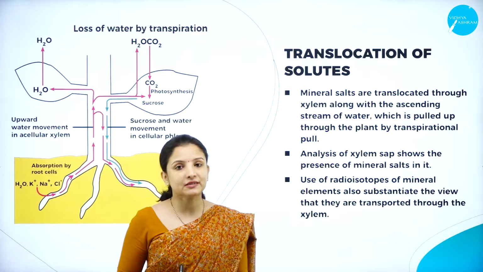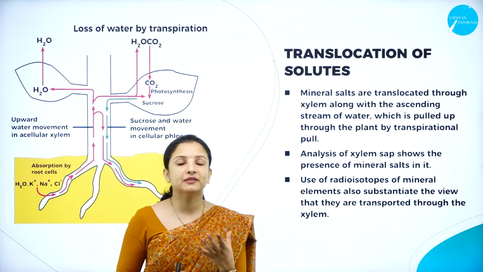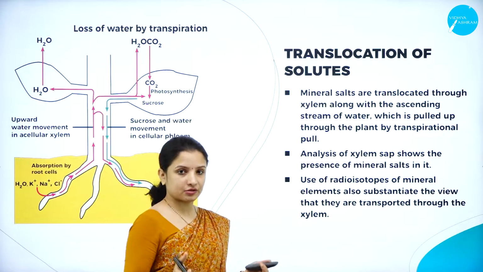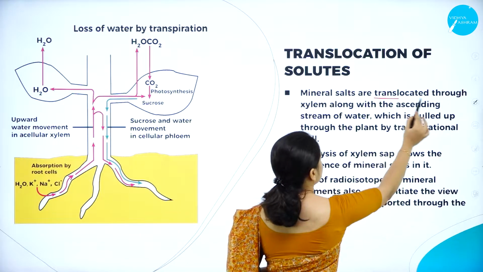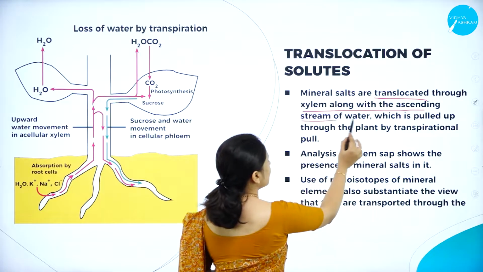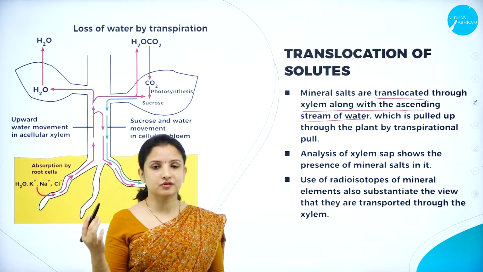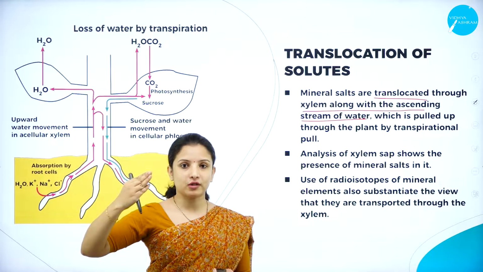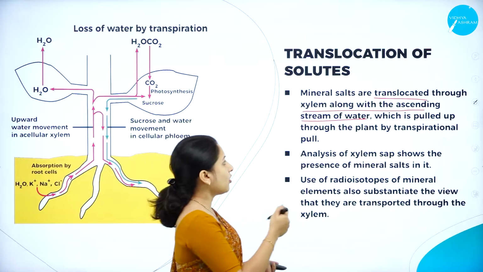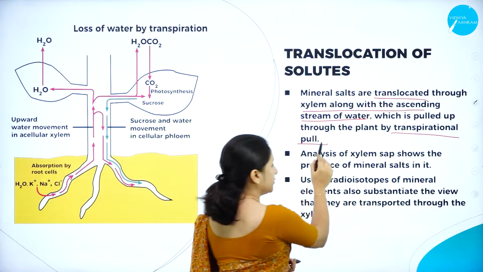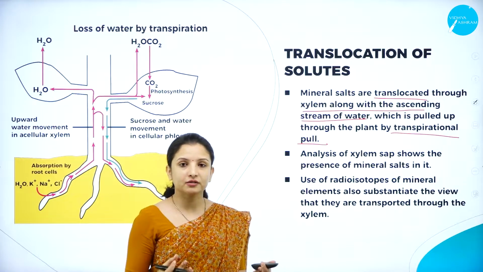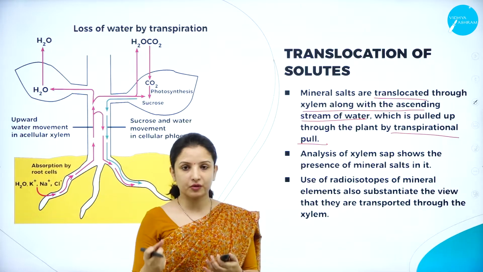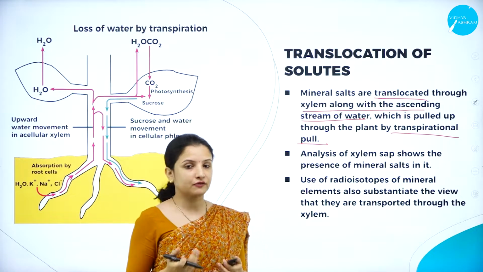Numerous amounts of essential micro elements or macro elements are dissolved in it, so it is called a solute. Mineral salts, which are nothing but the solute, are translocated through the xylem along with the ascending stream of water. That is called the ascent of sap, the upward movement of water. As the upward movement of water occurs in the plant because of transpirational pull, minerals are dissolved in the water, right? These mineral ions will also be taken up by the roots of the plant and will start to move to different parts of the plant body.